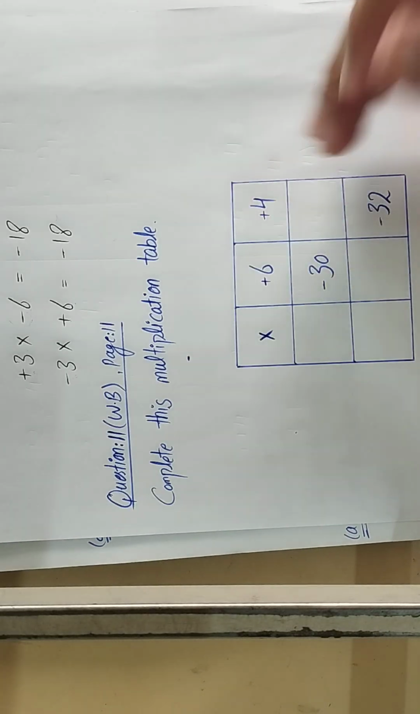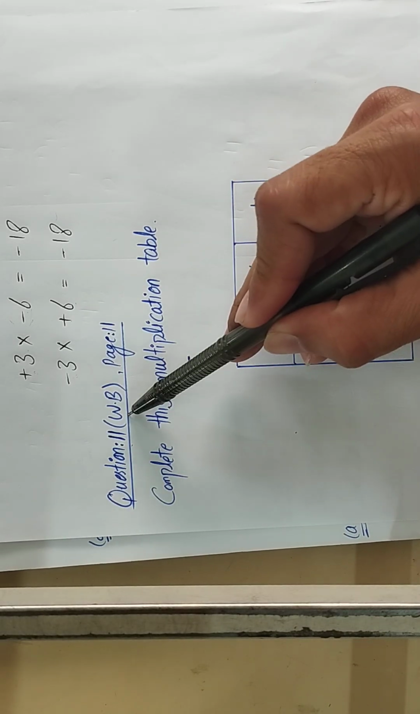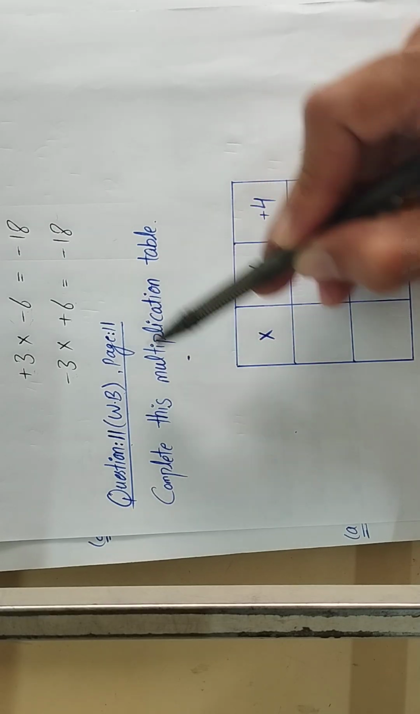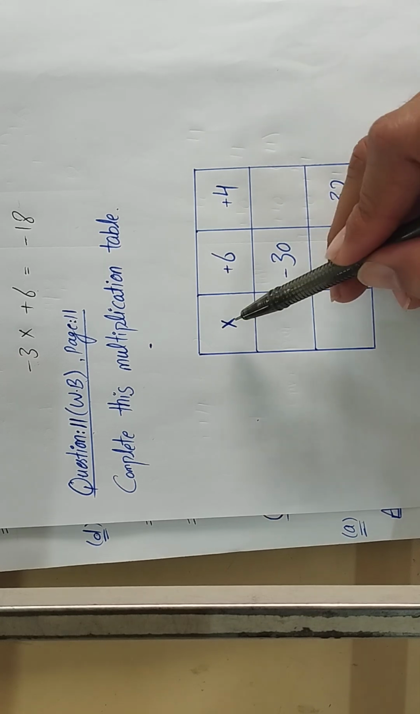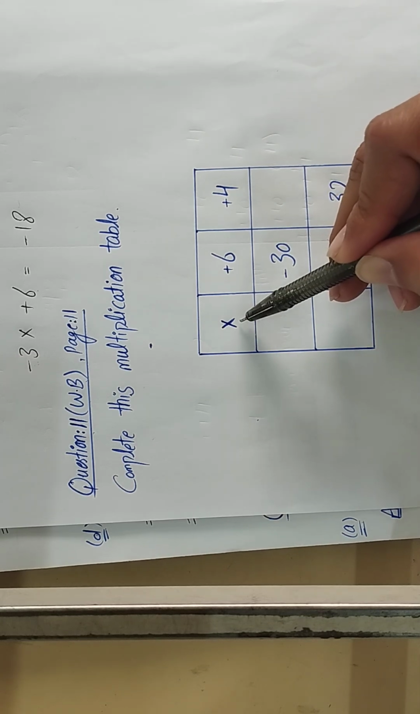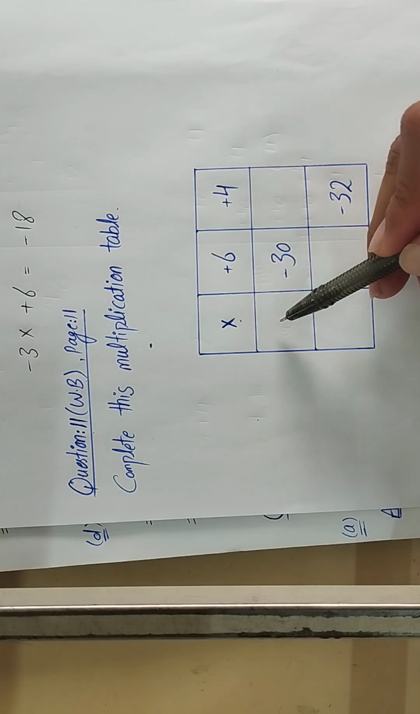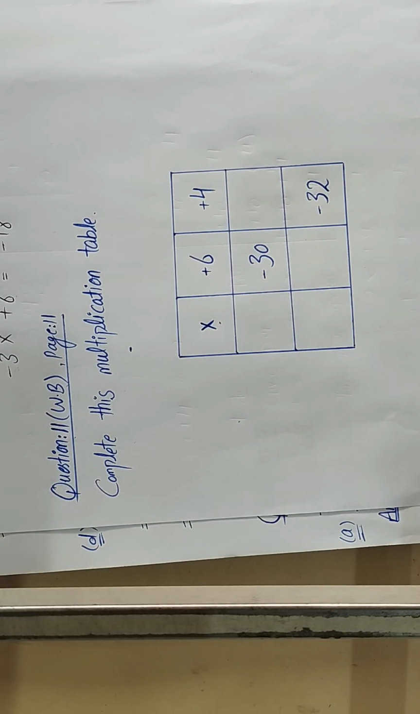Now let's see the third question. It is question number 11 from the workbook. It is on page number 11 of your book. Complete this multiplication table. Here we are given a multiplication table. You can see that a multiplication sign is written in this box. It means it is a multiplication table. We have done this type of question before.